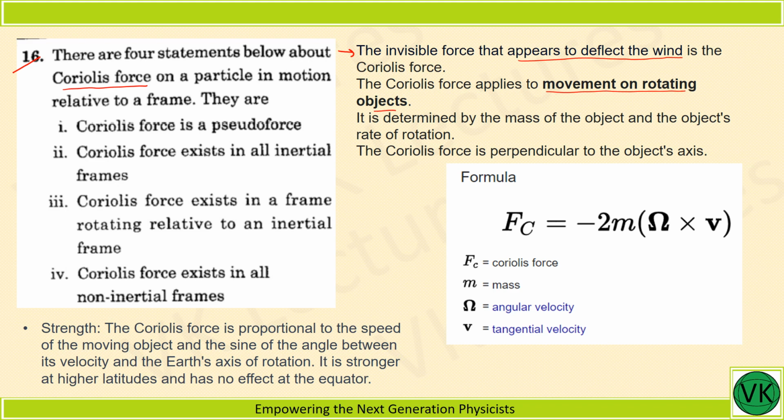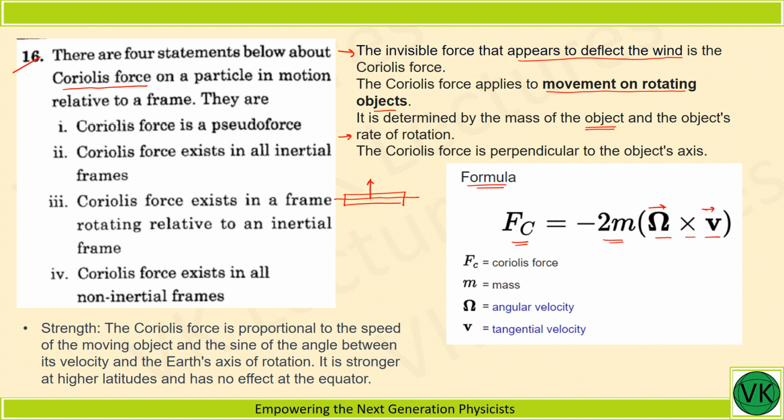the airplane moving on the surface of the earth. Okay, now it's determined by the mass of the object which is moving, and the rate of rotation of the object. Now Coriolis force is perpendicular to the object's axis. So for example this is the aeroplane and this is the axis of the airplane, and this applies in the perpendicular direction, and this is the formula for Coriolis force, Fc, which is given by minus 2m times omega cross v. This is the omega vector and this is v.